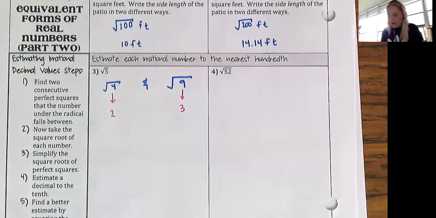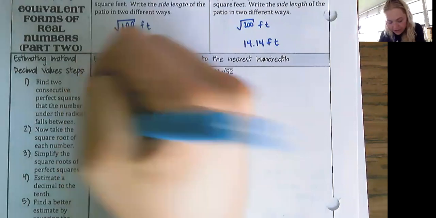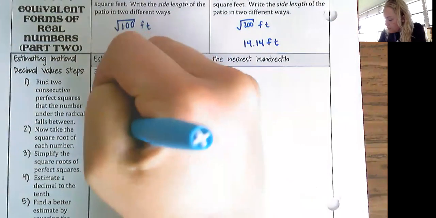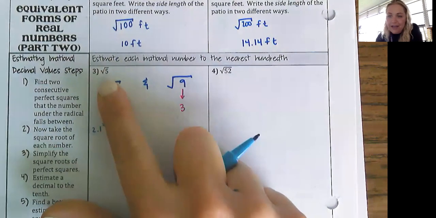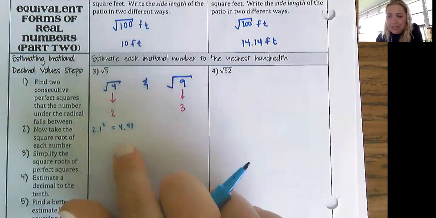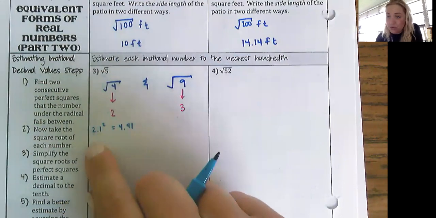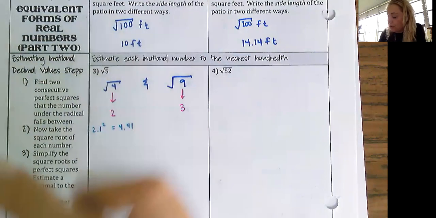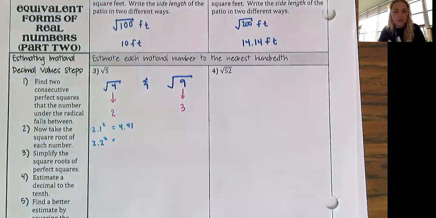So let me write that down on my paper. I'm going to say 2.1 squared equals 4.41. Now, 8th graders, that's not the square root of 5. Is it above it or below it? Well, 4.41 is lower than 5. So that means 2.1 was too low. So let's go a little bit higher than 2.1, and we're going to try 2.2 squared. So let me type in 2.2 squared, and I get 4.84.